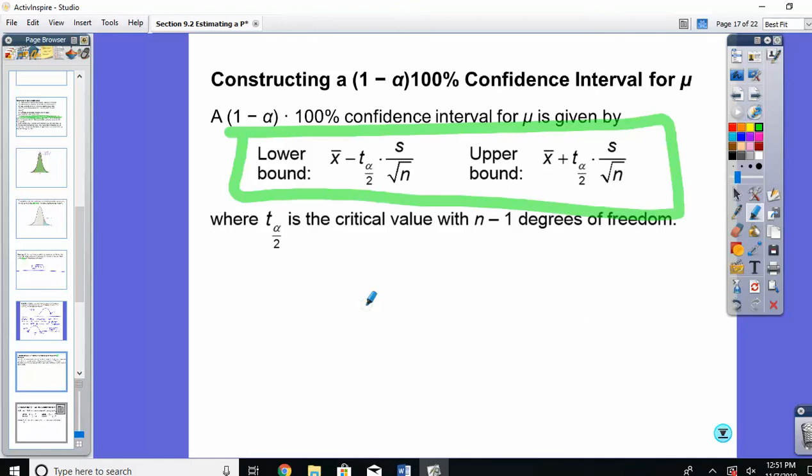No, it's on chapter 9, it's right under the second bullet under the confidence intervals.